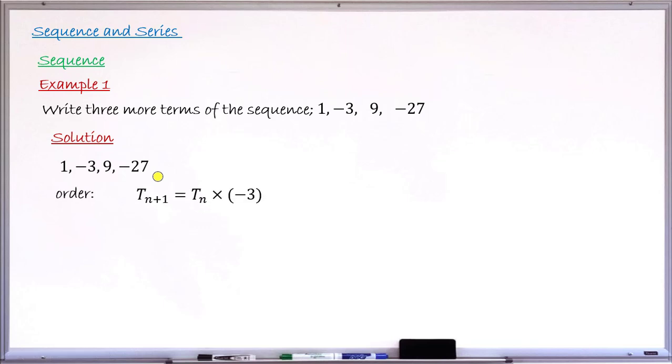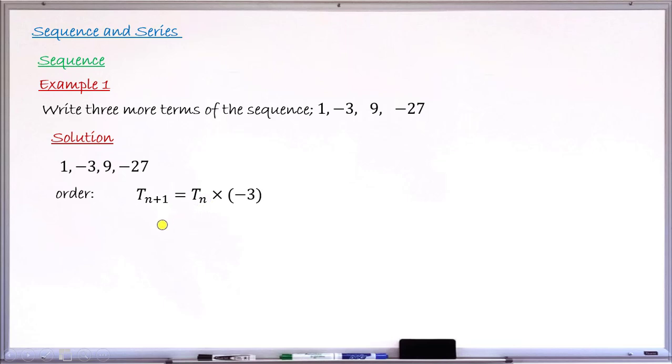So the order is: to get the next term after any term, you multiply that present term by minus 3. This is the formula. To get the next term, Tn plus 1, you take the current term and multiply it by minus 3. So Tn times minus 3 will give you the next term. Tn plus 1 means the next term. If I have the very first one and I want to get term number 2, the next term, I multiply the first term by minus 3. It will give me this. If I want to get term number 3, I use term number 2 as my Tn. That is the meaning.